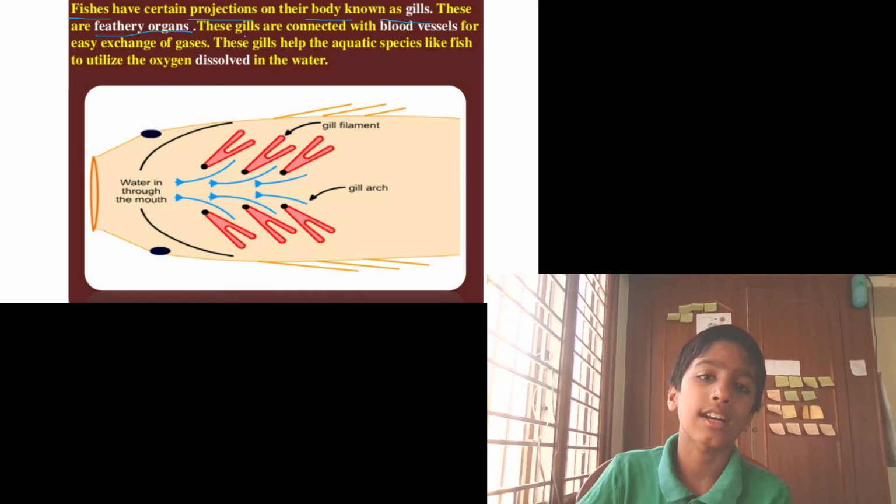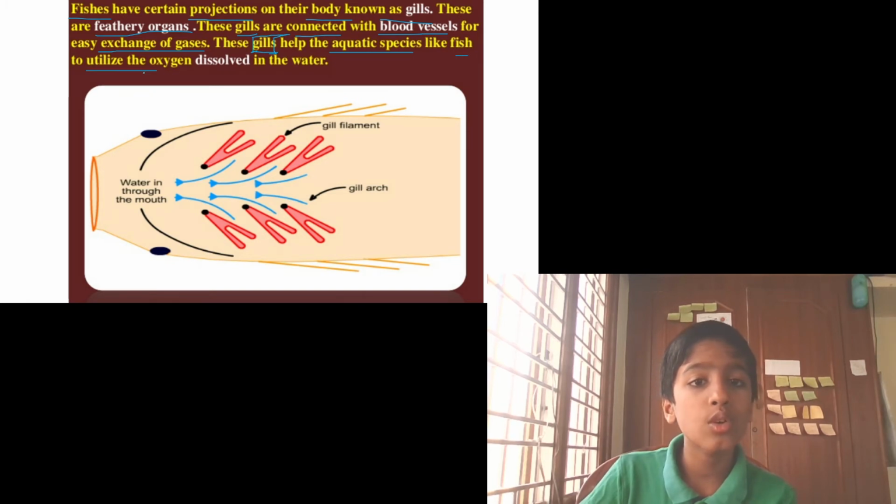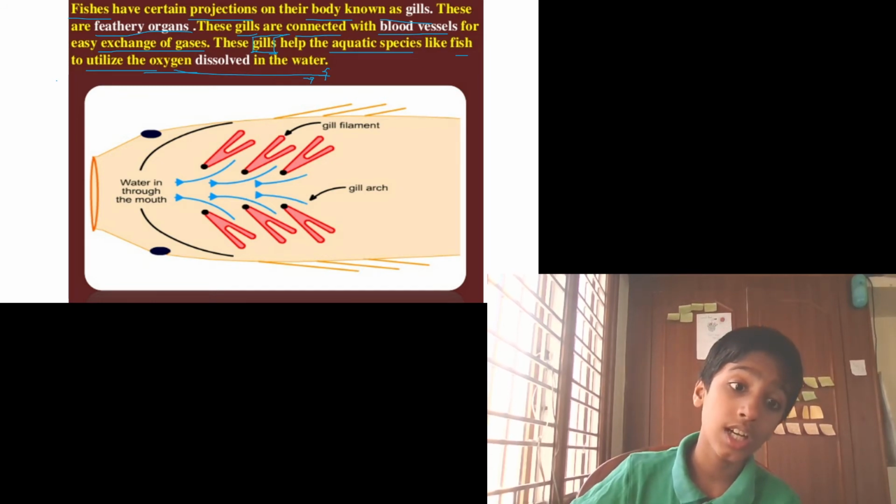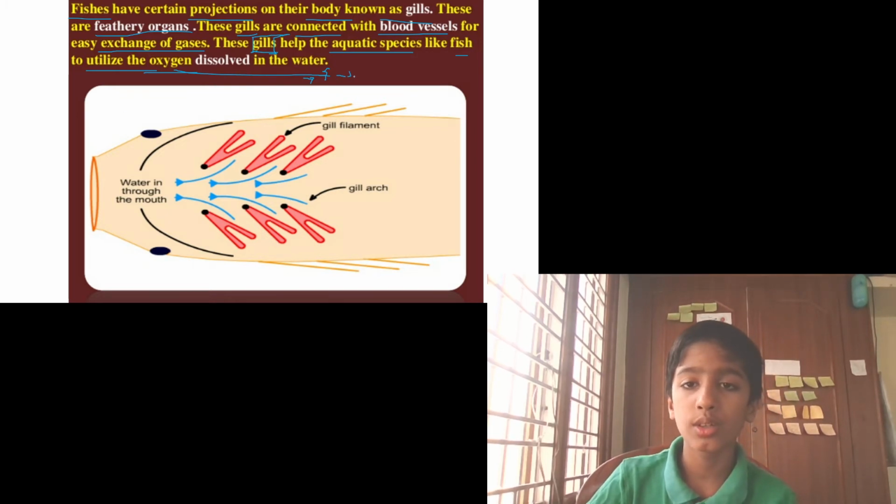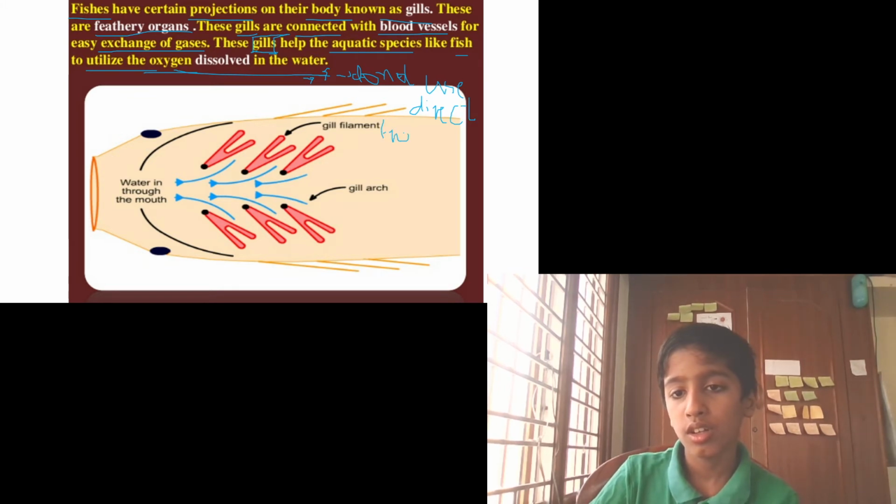So these gills are connected with blood vessels for the easy exchange of gases. And these gills help the aquatic species. Every aquatic species has gills, and aquatic species like fish utilize the oxygen which is dissolved in the water. They do not use the direct oxygen from the air.